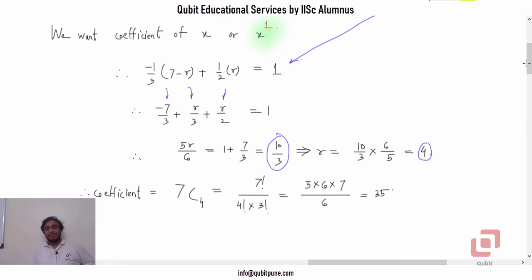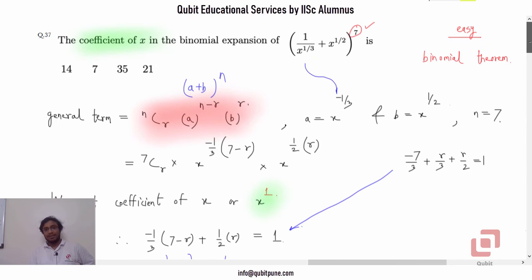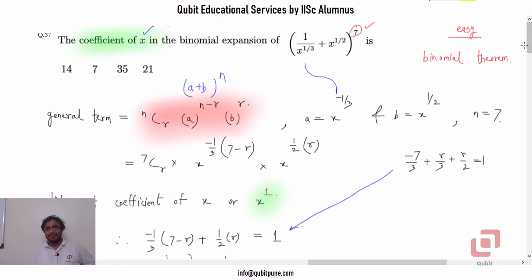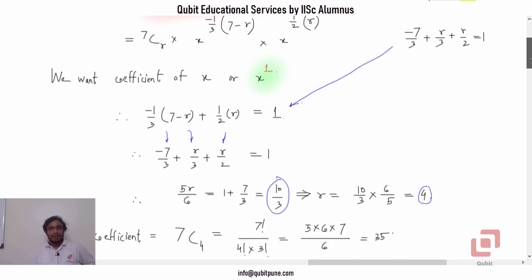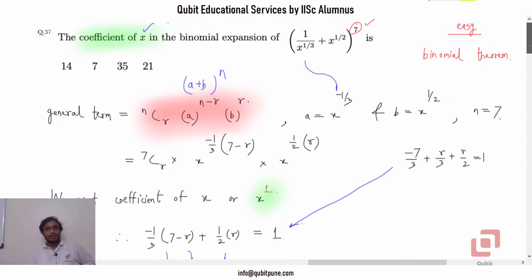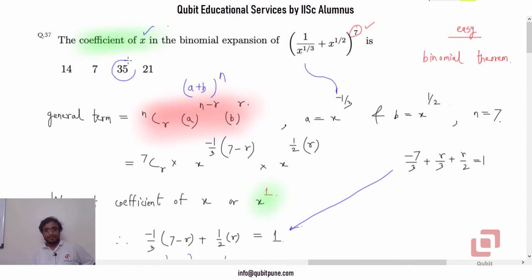Okay, so what is the coefficient now? Coefficient is 7Cr. Note that the x raised to -1 upon 3 and x raised to 1 upon 2 won't have any contribution to the coefficient of any power of x, for that matter. In some cases that might also be the case, but not in this case. All right, so 7C4, 7 factorial upon 4 factorial into 3 factorial, 7 factorial upon 4 factorial is 5 into 6 into 7, 6 goes, so 35. Yeah, this option. Okay, 37 over.